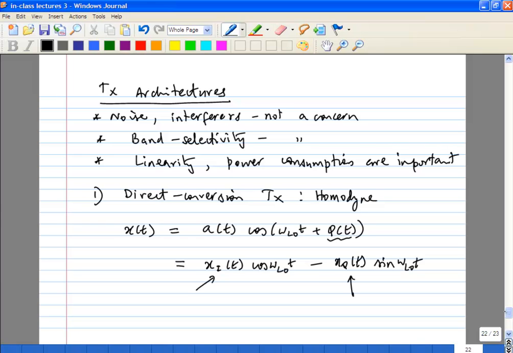But if you end up using an IQ transmitter, you will have Xi of t and Xq of t. Both of them will vary with time. How do you generate Xi of t? That is generated by the baseband. You don't have to worry about it. So the baseband produces signal and gives you.